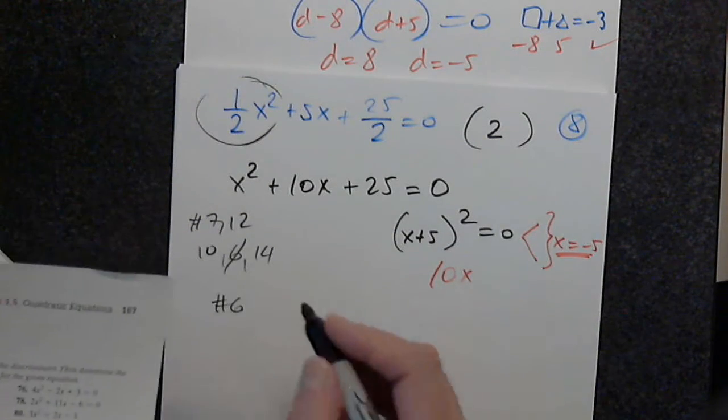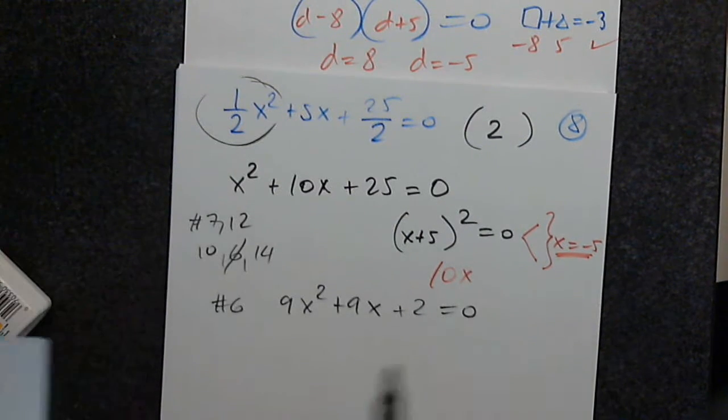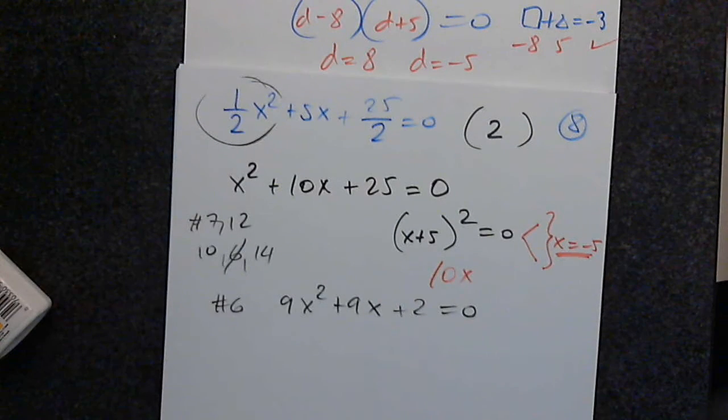In 6, we have 9x squared plus 9x plus 2 equals 0. Good pick. Okay, it is quadratic. I expect 2 solutions. It's in descending order. Greatest common factor in all 3 that I could get rid of, not x, ever. Is there a common factor present in all 3 that I could divide by? No. Negative leading coefficient? No.